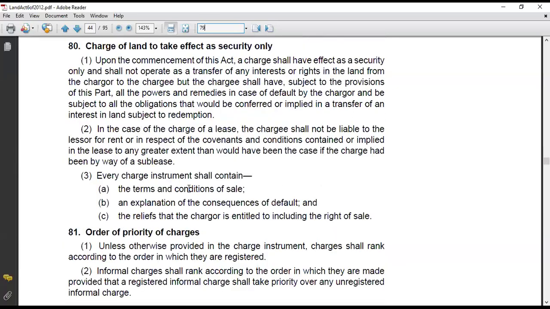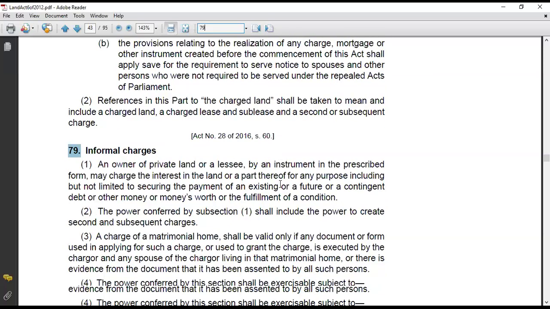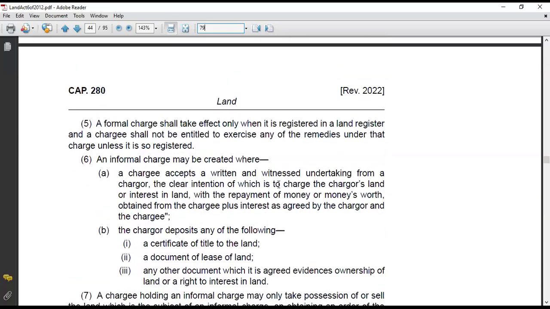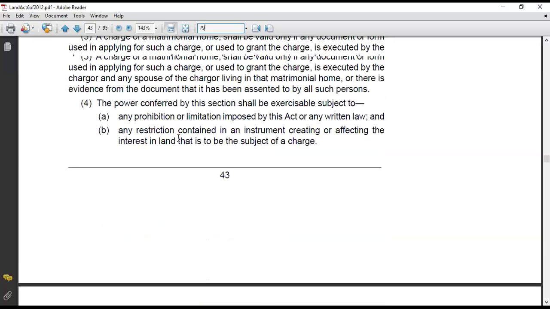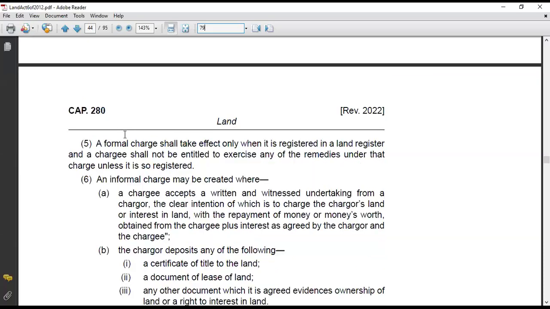So informal charge. What is an informal charge? Section 79(6): an informal charge may be created where... Okay, what is a formal charge? Section 79(5): a formal charge shall take effect only when it is registered in the land register, and a chargee shall not be entitled to exercise any of the remedies under that charge unless it is so registered.